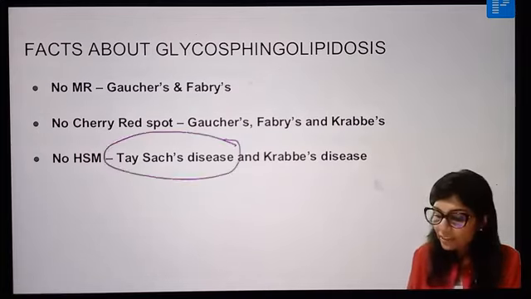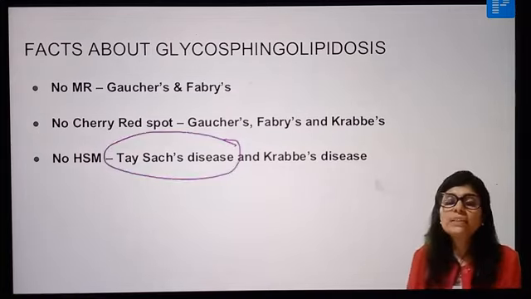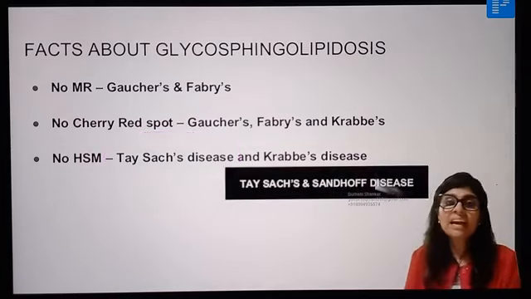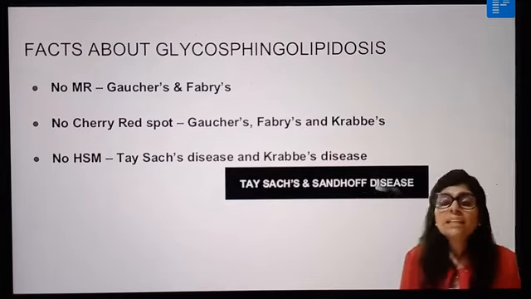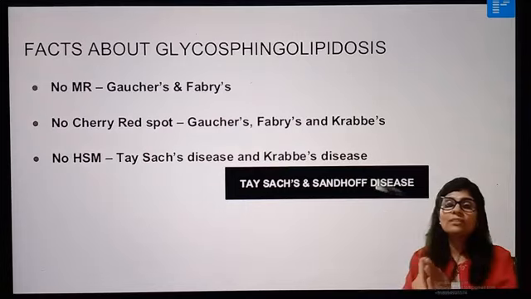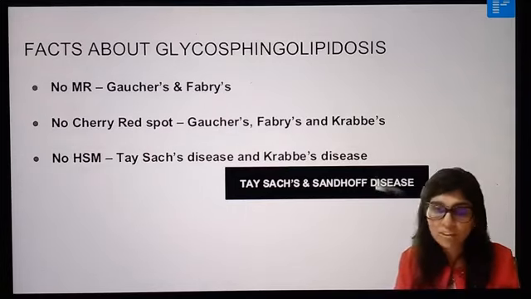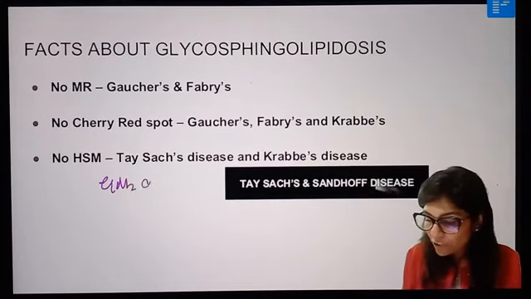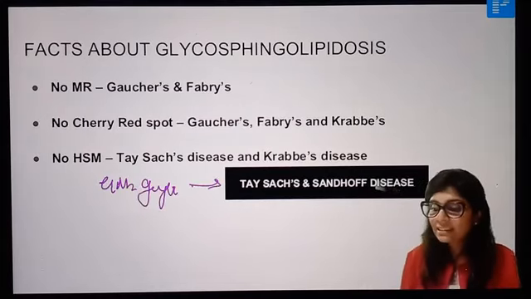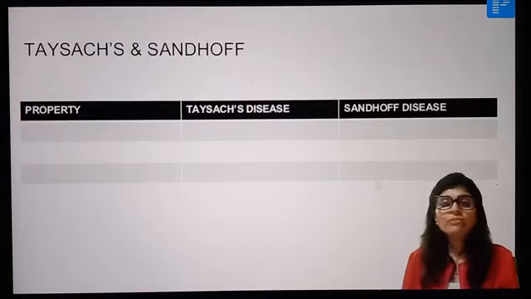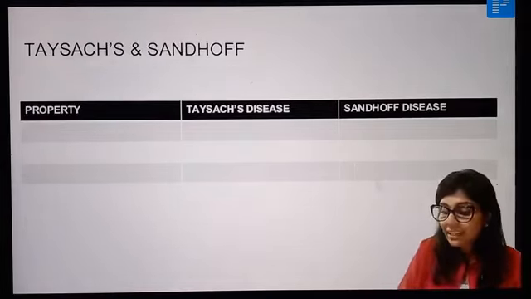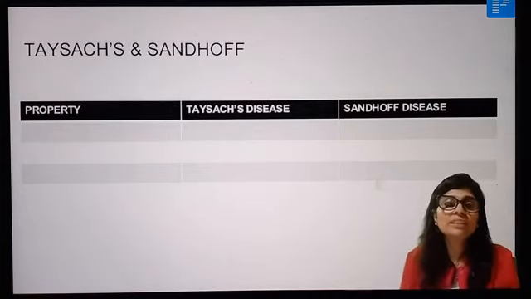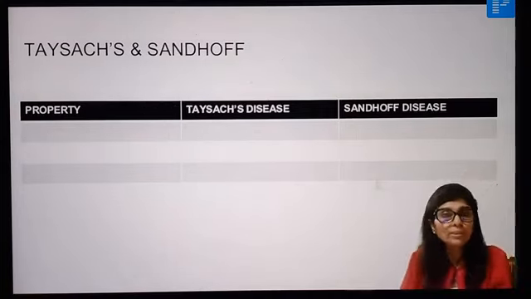Now that we have started discussing Tay-Sachs, you need to know about Sandhoff as well. Tay-Sachs and Sandhoff. Why do you have to learn about these two disorders? These two disorders are collectively called GM2 gangliosidosis. So GM2 gangliosidosis includes Tay-Sachs and Sandhoff. Let me tell you the differences between these two conditions. Because even in standard textbooks, it's very difficult to understand the differences between them. I'll help you understand that.